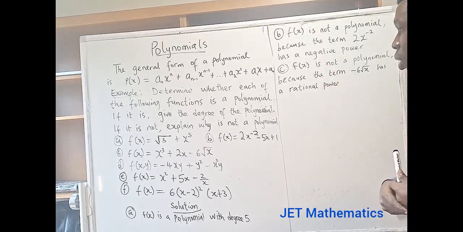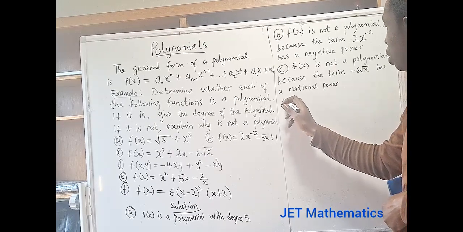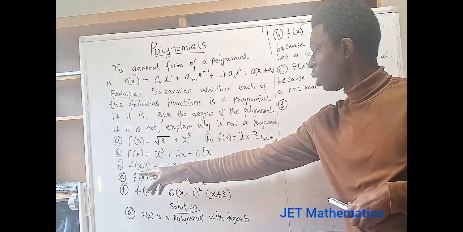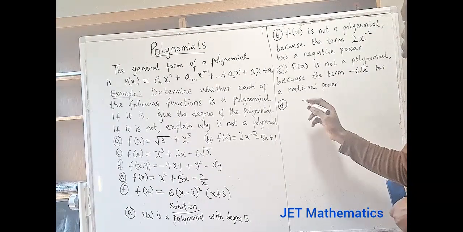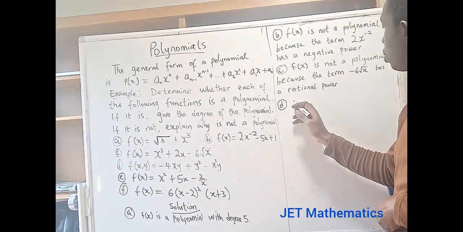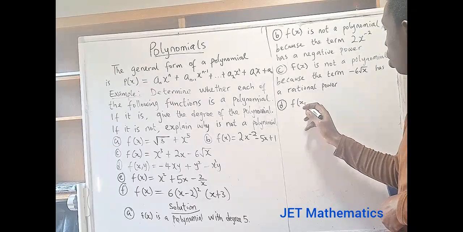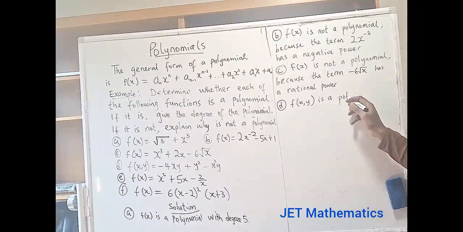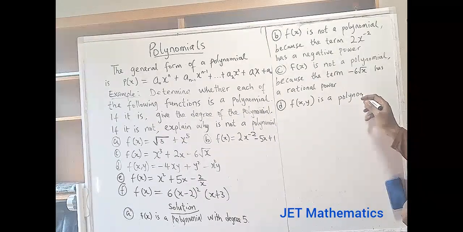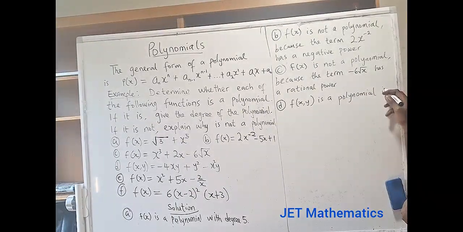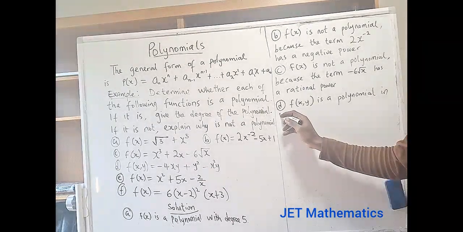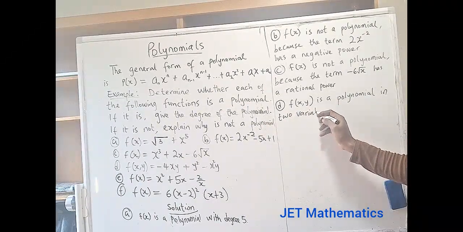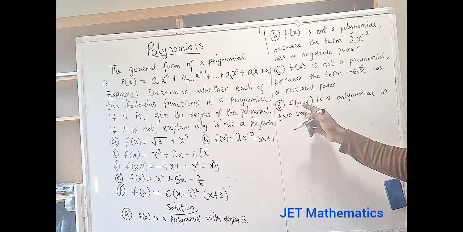Okay, let's quickly see d. So this is a polynomial with two variables. D is a polynomial, f of x comma y, a polynomial in two variables. So this polynomial has two variables, x and y.